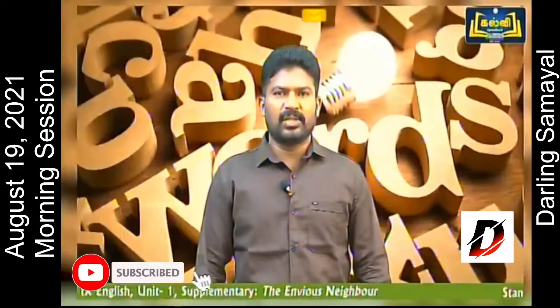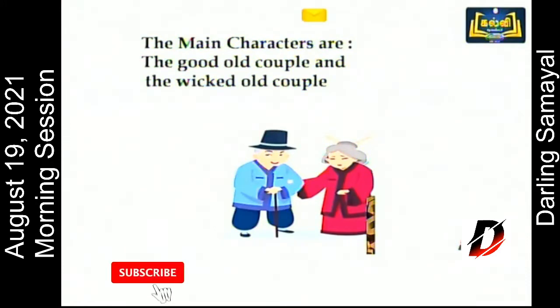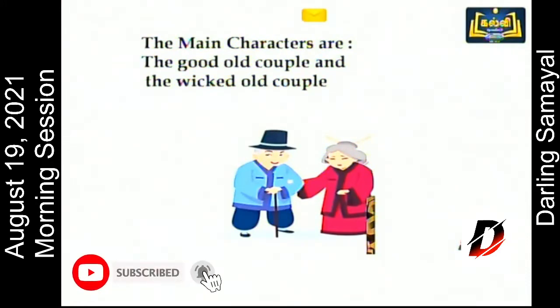Now we are getting into the lesson. The main characters in this story are the good old couple and the wicked old couple. Then there is a dog. Here the main characters are the good old couple and the wicked old couple.